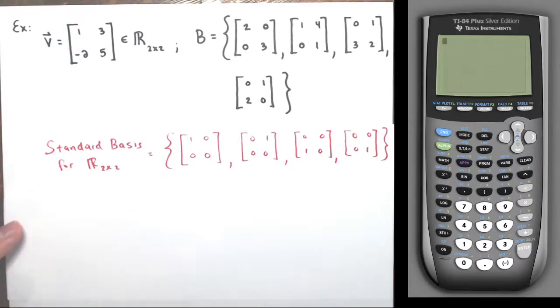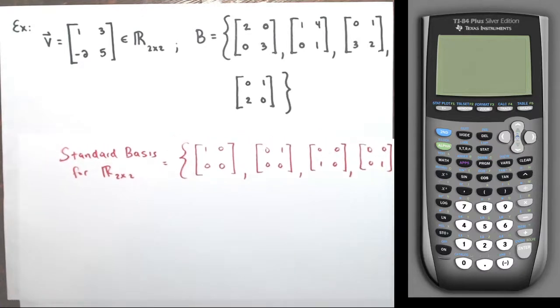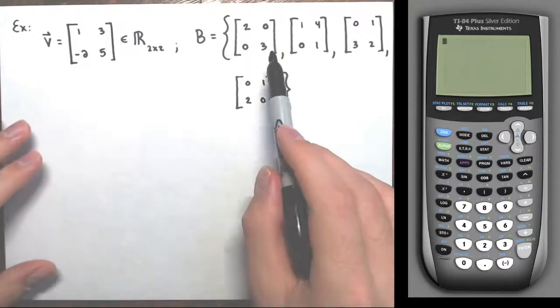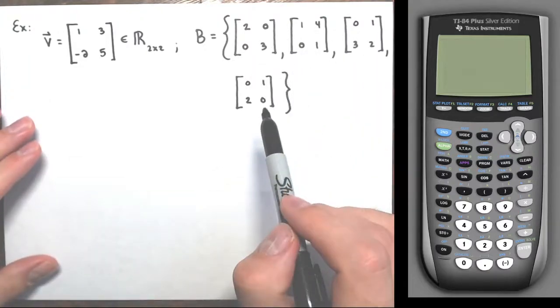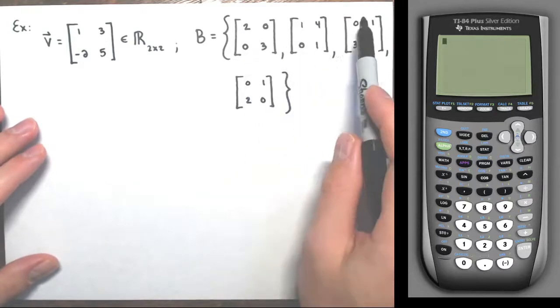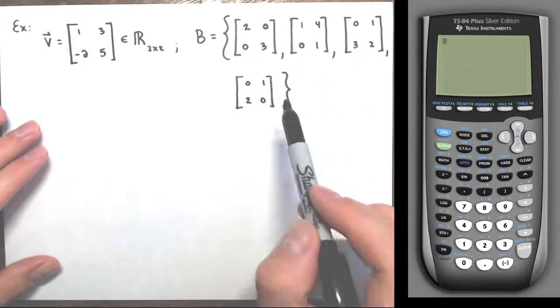I'm only bringing this up for a reason that we'll see later when we write the system of equations that eventually comes from this. Now here's a non-standard basis for the set of 2x2 matrices: 2, 0, 0, 3; 1, 4, 0, 1; 0, 1, 3, 2; 0, 1, 2, 0.